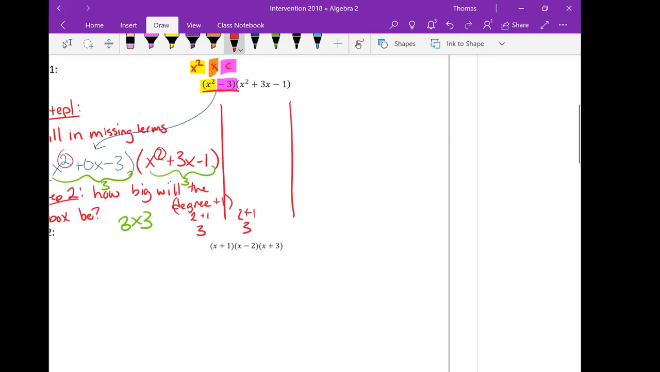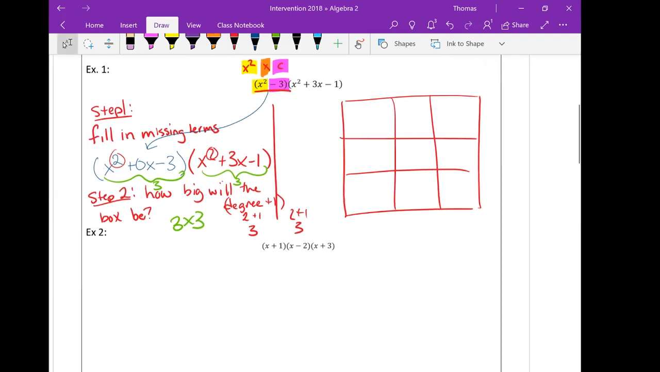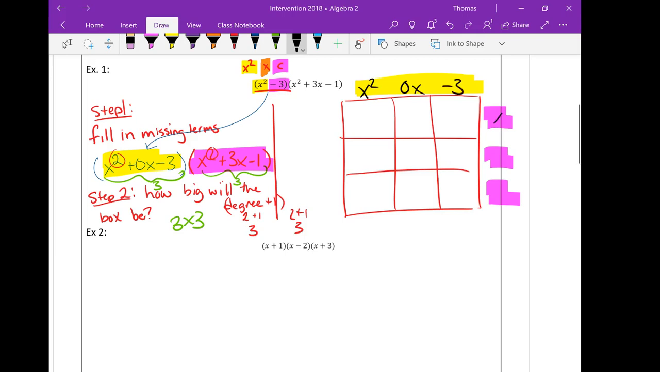We just need a 3 by 3 box. That'll be square. A multiplication problem is a lot like finding the area. So we're going to take each of our pieces, and I'm going to highlight them: this first one in yellow, second one in pink. I want to take our yellow term and put it along the top, and our pink term along the side. So that'll be x squared, 0x, minus 3 here, and then x squared, 3x, and minus 1 here.